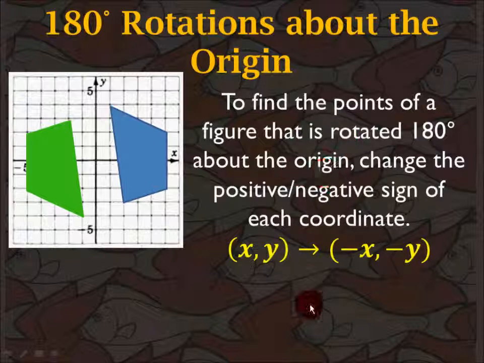So to find the points of a figure that's rotated 180 degrees about the origin, change the positive or negative sign of each coordinate. So the original (x, y) becomes the new (-x, -y). So all you're doing is flipping the sign of each coordinate.